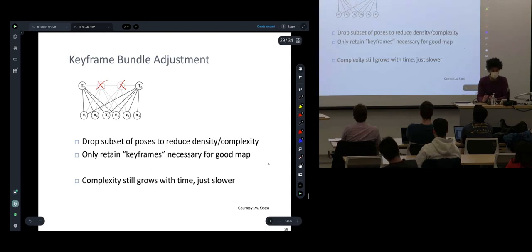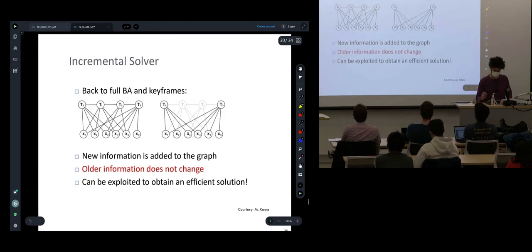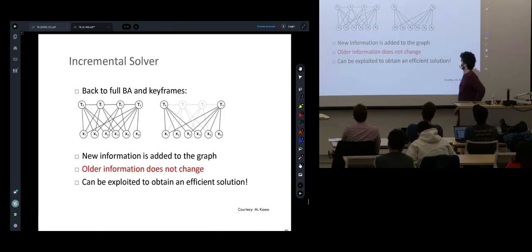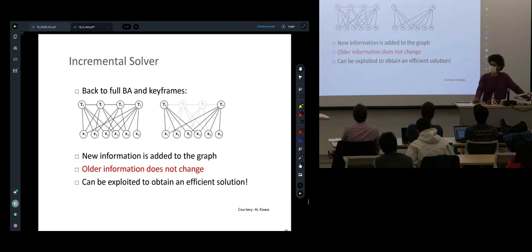So having too much data is a problem, actually. The keyframe idea will make it tractable. Another problem is, well, we can construct a graph and we can solve the least squares in batch. This makes it offline. If I have to solve the problem from scratch every time, that's not very efficient. So the natural question is, can I solve it incrementally by reusing past information?